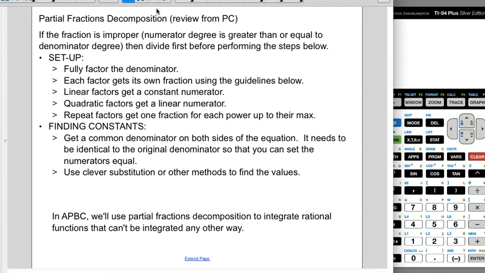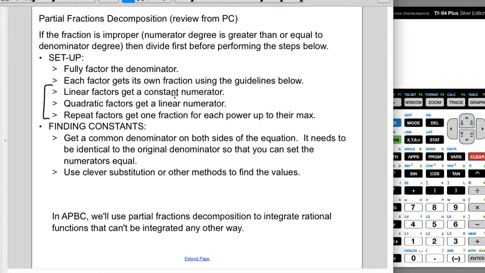In order to do that, the first note is that if a fraction is improper, meaning the numerator degree is greater than or equal to the denominator degree, you're going to have to divide first before doing all the steps that we see below. We'll deal with that later in an example. So, partial fractions decomposition setup. The first thing we're going to do is fully factor the denominator. The second thing we're going to do is give each factor its own fraction using some guidelines. So here are the guidelines below.